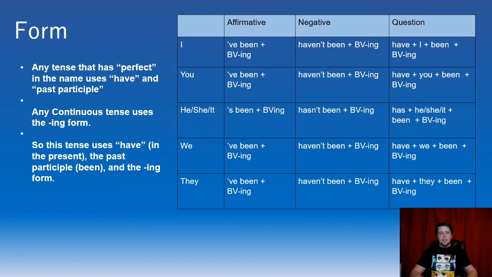Now, looking at the form here, notice I have the affirmative, the negative, also the question form here. Pay close attention to them. This is a big verb tense that also requires contractions. So be careful, have a look, review it. Now, remember when we talk about how to form a verb tense, if it has perfect in the name, you will use have and the past participle. If it has continuous in the name, you will use the ing form. So make sure when you are using the present perfect continuous that all three parts are being used.